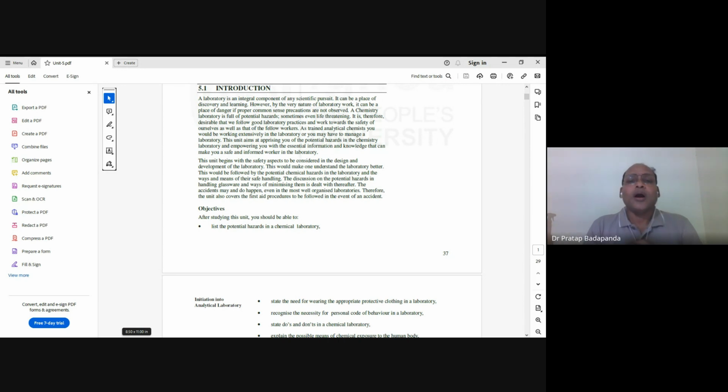A laboratory is an integral component of scientific pursuit. It can be a place of discovery and learning. However, by the very nature of laboratory work, it can be a place of danger if proper common sense precautions are not observed. You have done many types of experiments throughout your degree, but those were guided, because the teacher was there to tell you what to do.